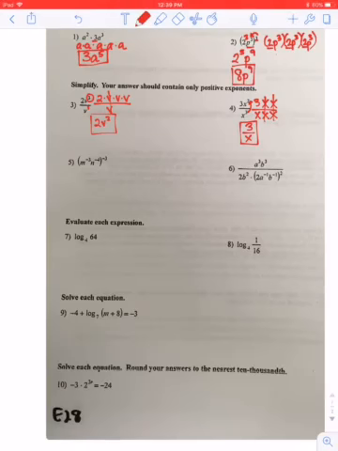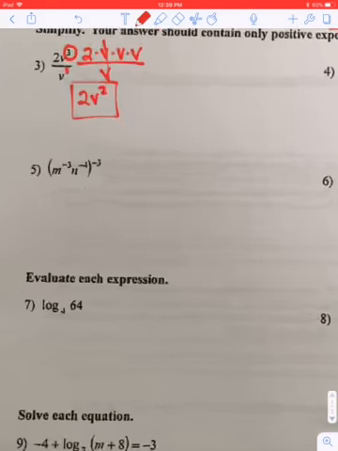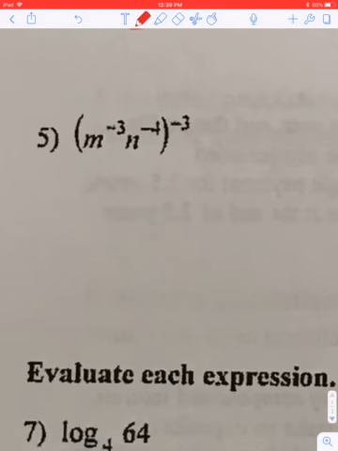The next two problems we're going to take a look at are a little bit more complex. 5 is a little more simple, and 6 is going to be pretty complex, but we'll explain it in a way that hopefully will make sense to everyone. So let's take a look at 5.